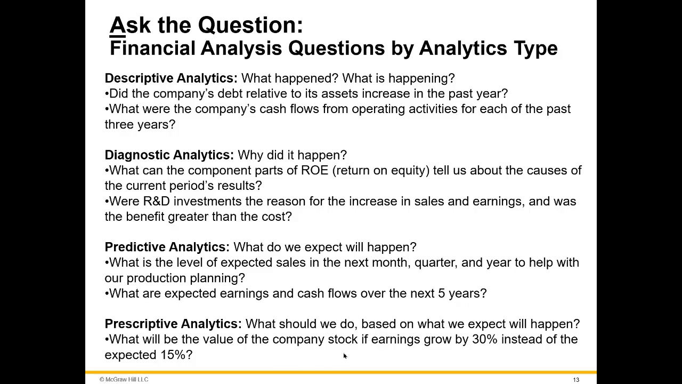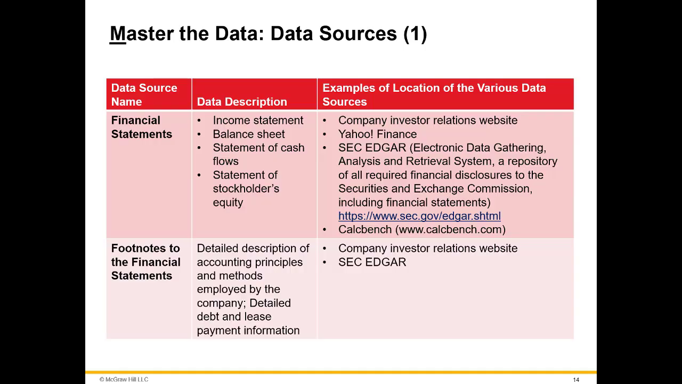And then what will be the value of the company stock if the company grows by 30% instead of the expected 15%? And so we're going to do some analysis to determine that. What are we going to use as data? Financial statements and footnotes to those financial statements would all offer important information. The SEC's EDGAR website might have easy access, at least for public corporations, to their financial statements and any other required disclosures. The company's investor website might have certain information that's needed. CalcBench and others would be used.